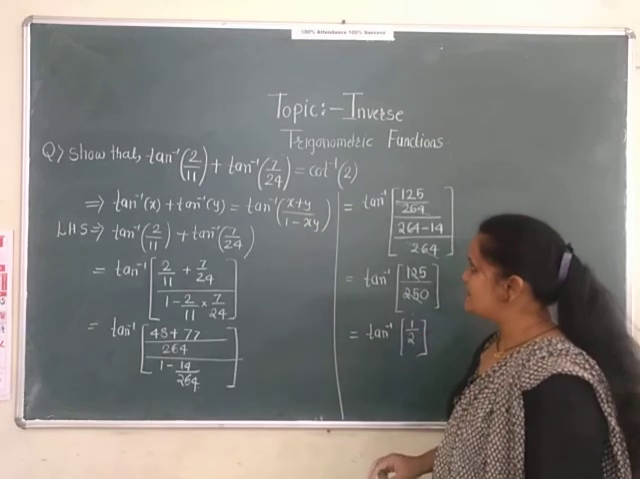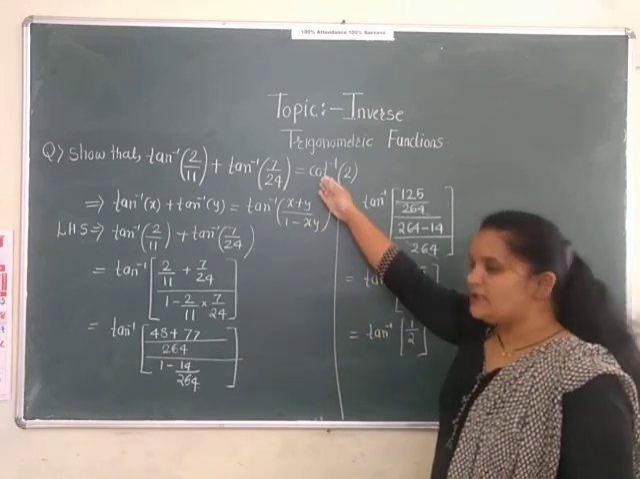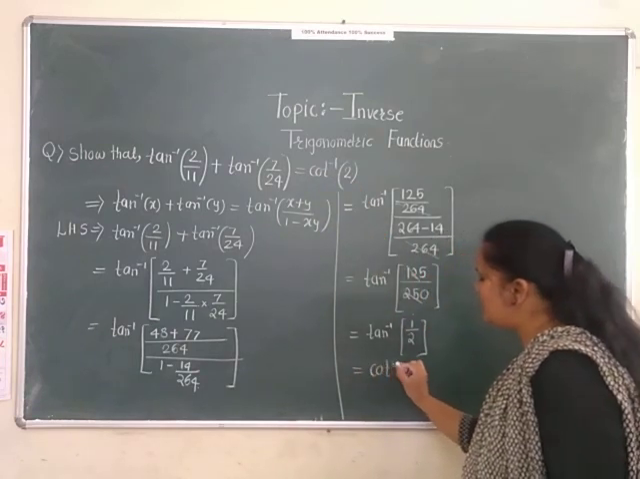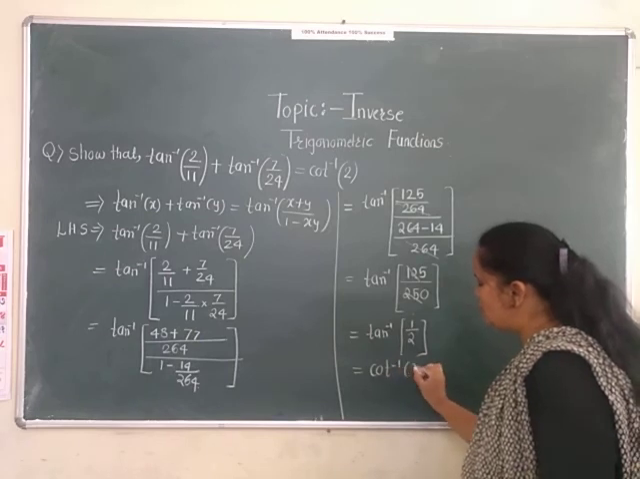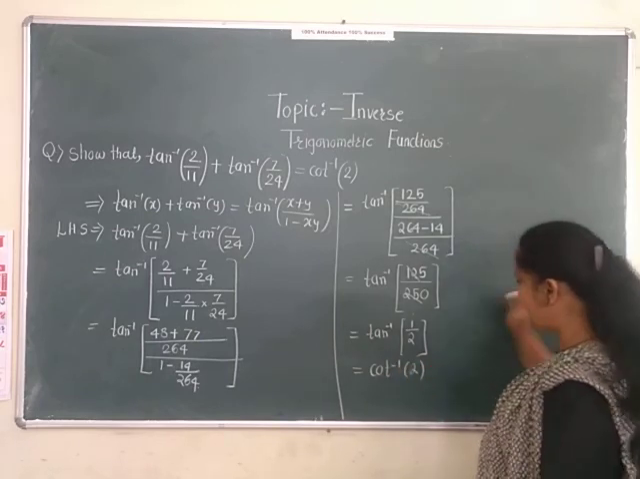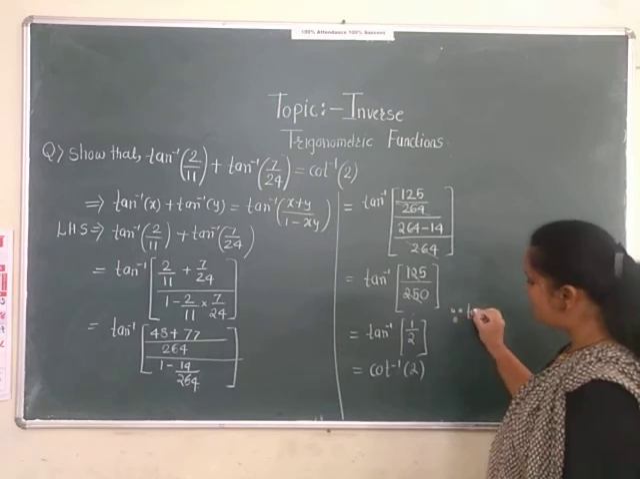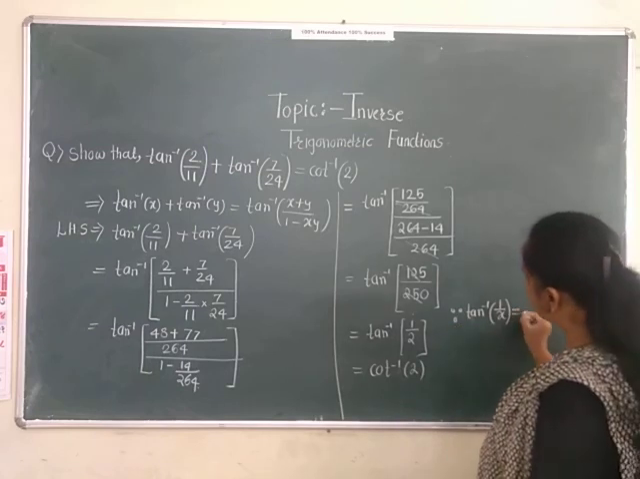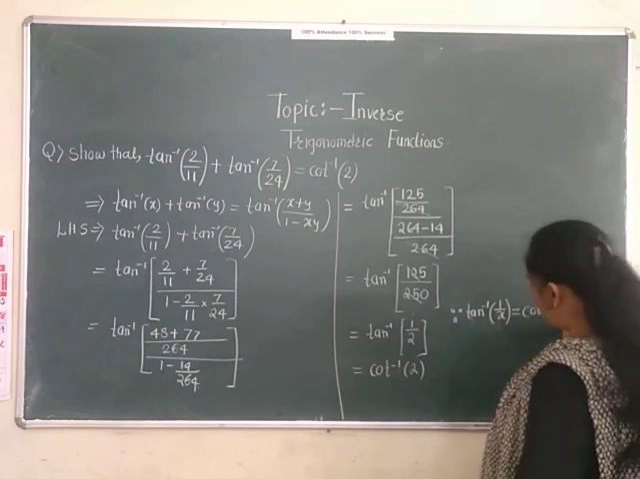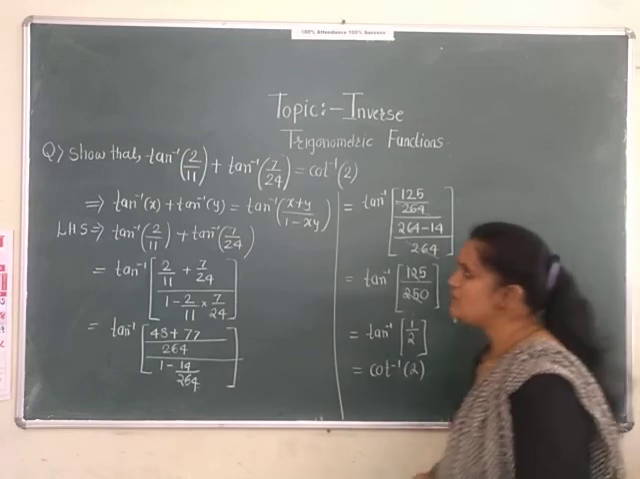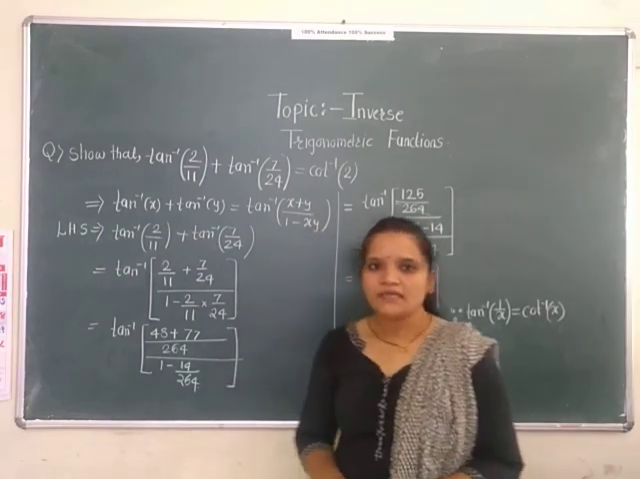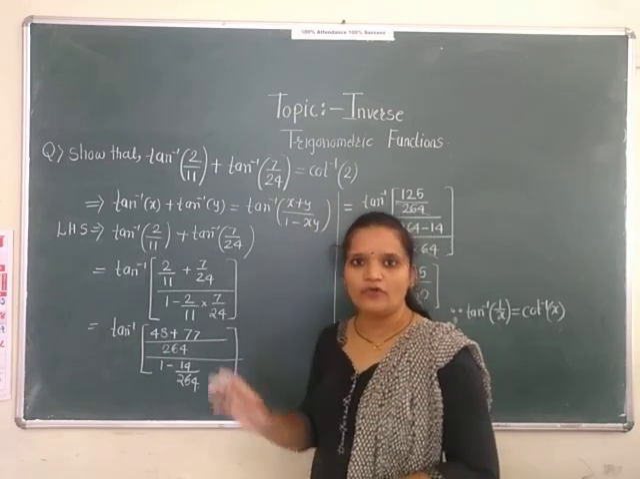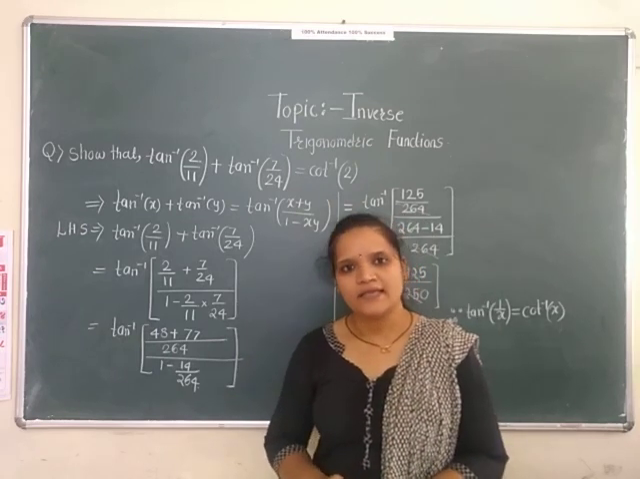And like in the last example, tan can be written in the form of cot here by using the formula. It is nothing but cot inverse of 2. Which property? Like in the last example, we have used this property: tan inverse of 1 by x is equal to cot inverse of x. So in this way, by using properties of inverse trigonometric functions, we can solve these types of questions of 4 marks which are frequently asked in examination.